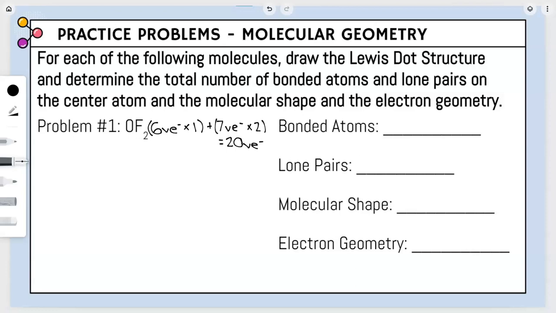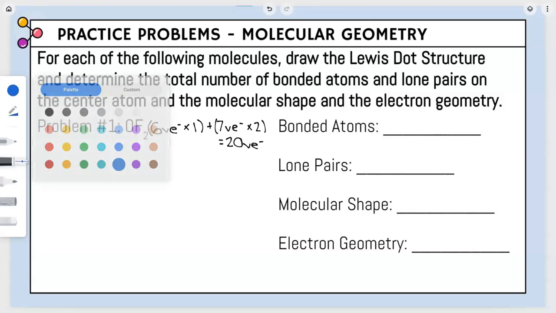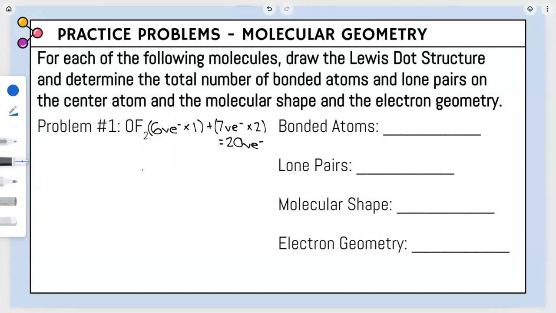Now that we have our total, we can start setting up our structure. We know oxygen is going to be in the center because we only have 1 of them, and fluorine is going to be on the outsides. Then we're going to bond those together. Making those 2 bonds, we used 4 valence electrons, so we have 16 valence electrons left over that we'll use for dots. We start with the surrounding atoms first. 1, 2, 3, 4, 5, 6, 7, 8, 9, 10, 11, 12, 13, 14, 15, 16.